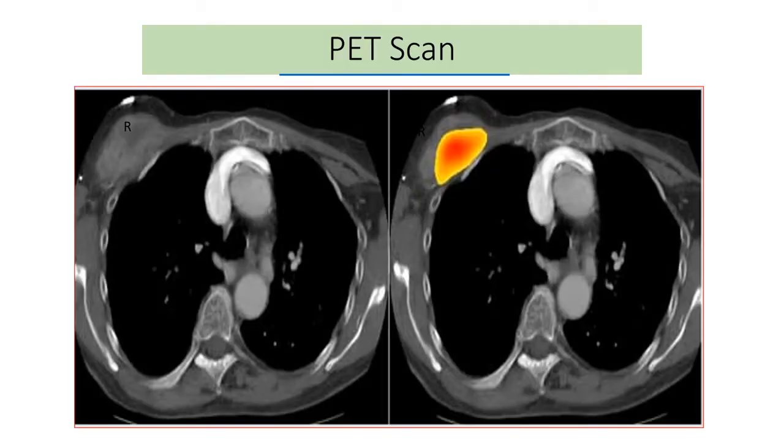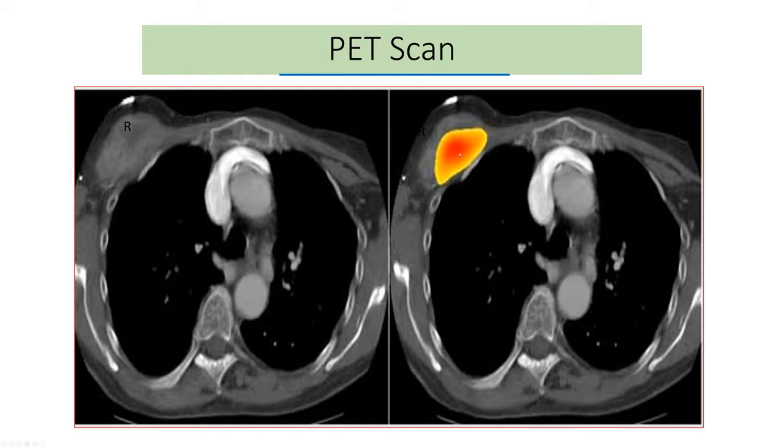So here you are. On the left-hand side of the screen, you see a mass on the top of the breast. On the CAT scan, you see the mass. You aren't sure, is it malignant, non-malignant? So let's do a PET scan. On the right, you see the PET scan. The PET scan shows that this mass is hot, red hot or yellow hot.